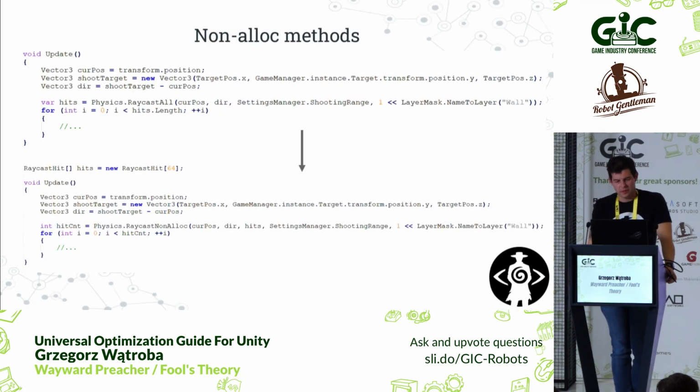Non-alloc methods. A few computation-heavy methods have non-alloc versions. I really recommend using those. They are not so hard to manage. You just need to allocate big enough arrays or other collections that might be required. It really makes a difference, especially with raycasts that are really heavy methods.